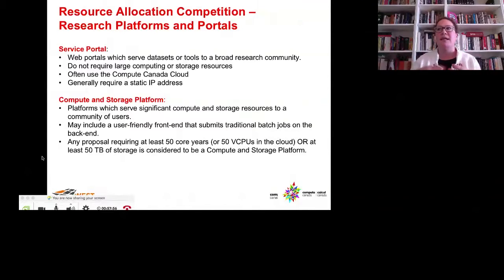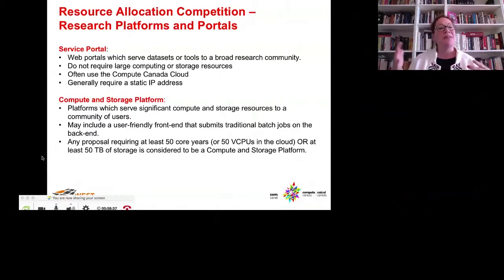So you go and you get some tools that you can throw a bit of data at and they'll do a little bit of analysis, or some smaller data sets that you might want to download to do your own analysis on your laptop. They don't require larger compute or storage resources. So these would be fairly modest web portals, really, of the kind lots and lots of humanities and social sciences researchers use. They often use a Compute Canada cloud, and they need a static IP address because you need your website to be your website.